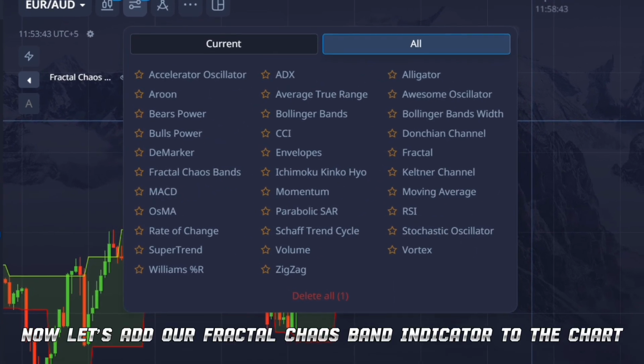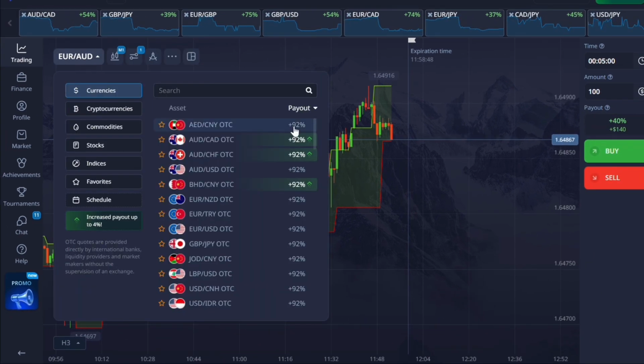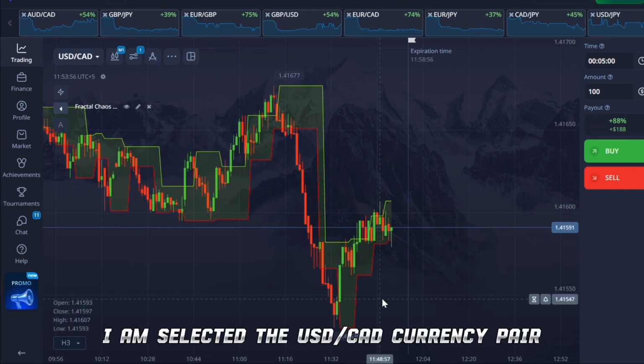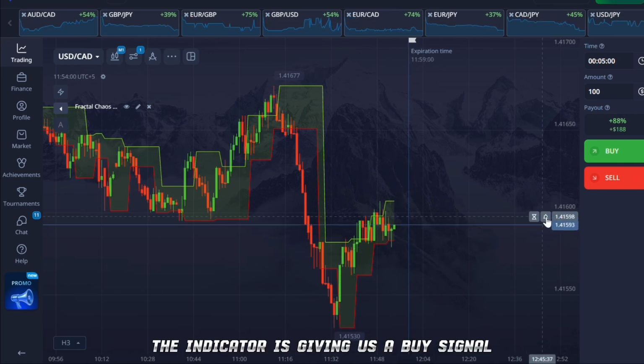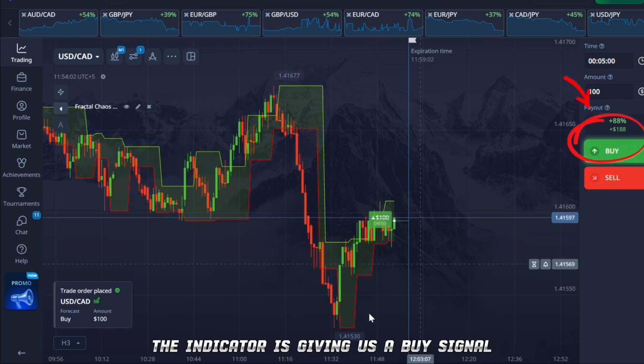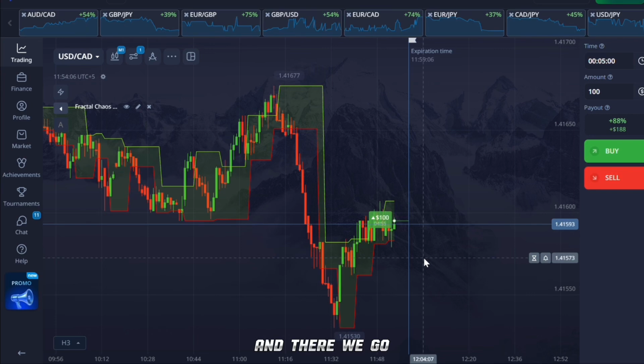Now let's add our fractal chaos band indicator to the chart. The indicator is now active. I have selected the USD CAD currency pair. According to the current market structure, the indicator is giving us a buy signal. So I'm placing my buy trade now. Let's wait for the result. And there we go.